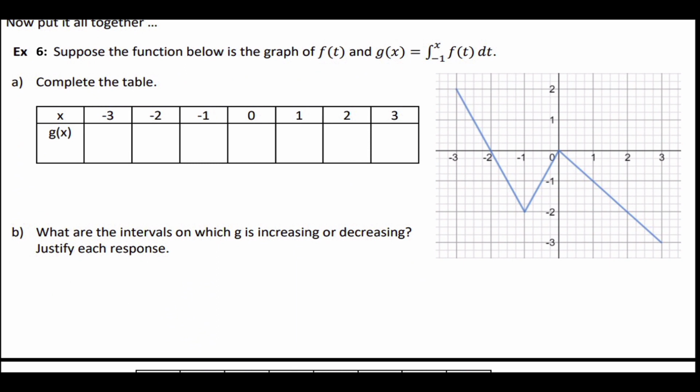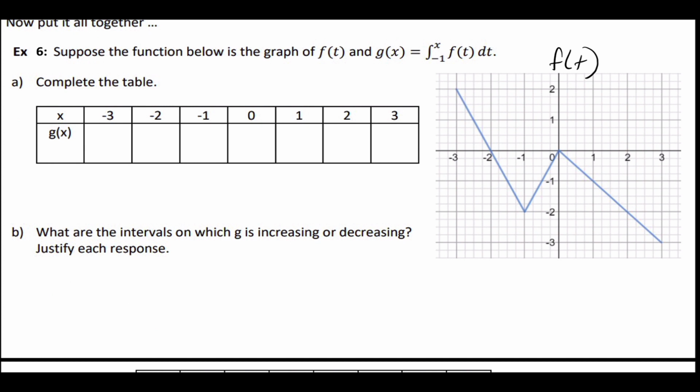Now, last thing we're going to do today, fill out this table. We've already done some of these before. It's a new function though, right? New graph. The graph represents f of t. So essentially we're doing the same thing. We're finding g of -3, g of -2, g of 0, g of 1, g of 2, g of 3. We're just doing it in a table now. Okay?